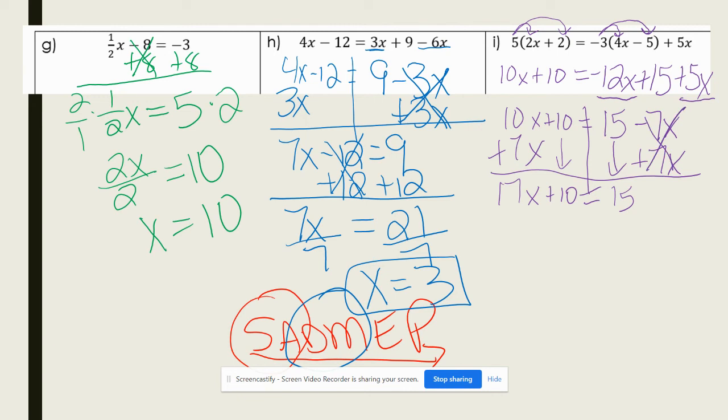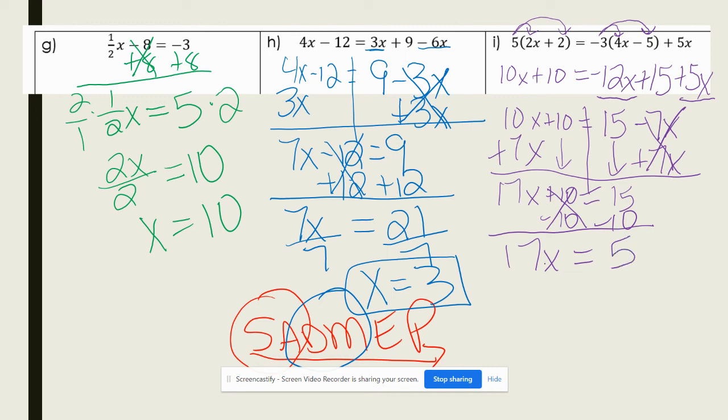Now we're back to something similar to letter H. The opposite of adding 10 is subtracting 10. So I'm going to subtract 10 from both sides. Keep that 17x. 10 minus 10 is 0. Equals, and then we have 15 minus 10 is 5.